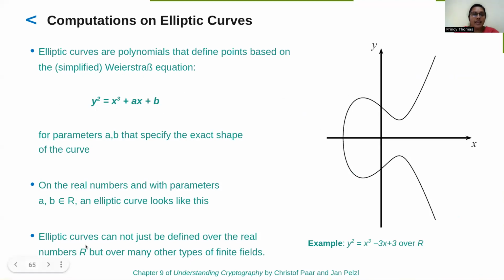Elliptic curves cannot just be defined over real numbers, but over many other types of finite fields. We can have many other finite fields instead of just R. But for explanation's sake, we are using a and b in R in our lecture. In this particular example, you can see the equation is y square is equal to x cube minus 3x plus 3. So a is minus 3 and b is 3 over here, over R.